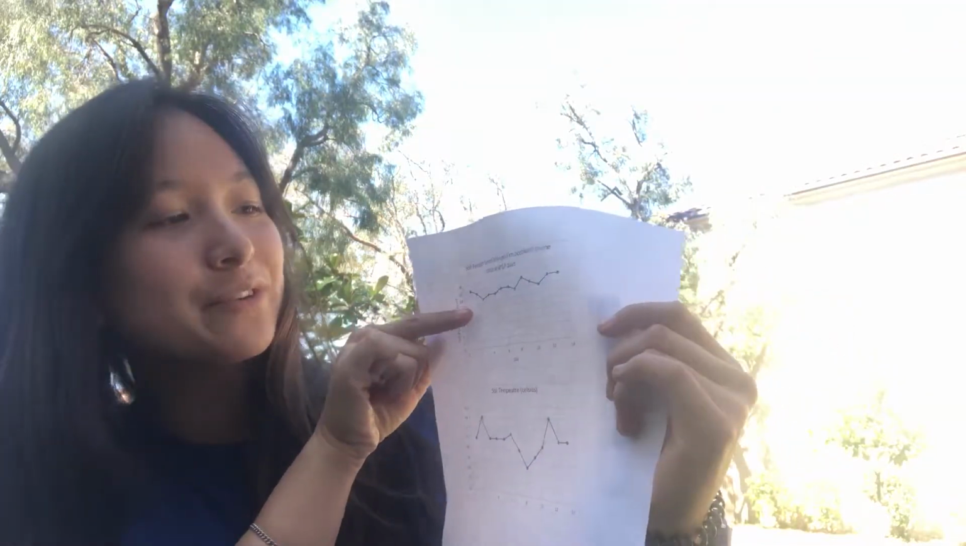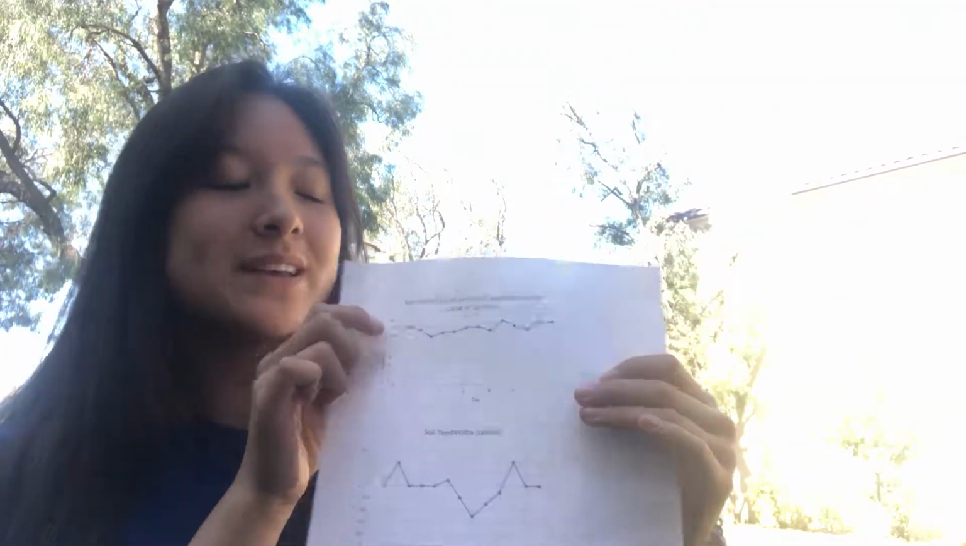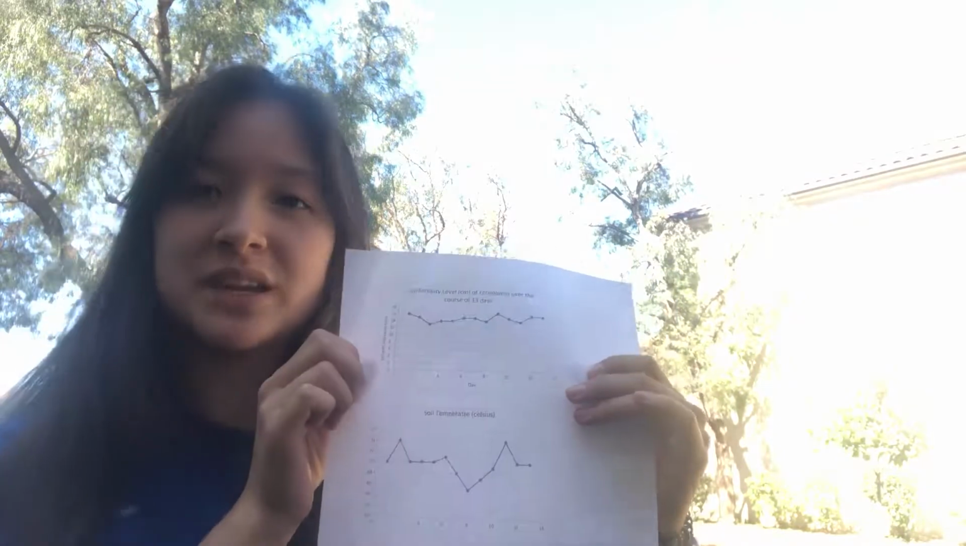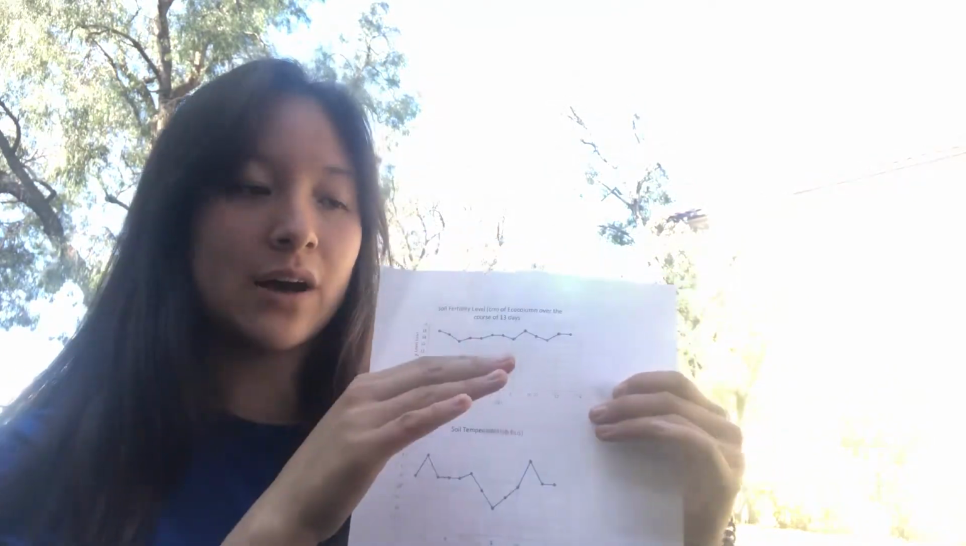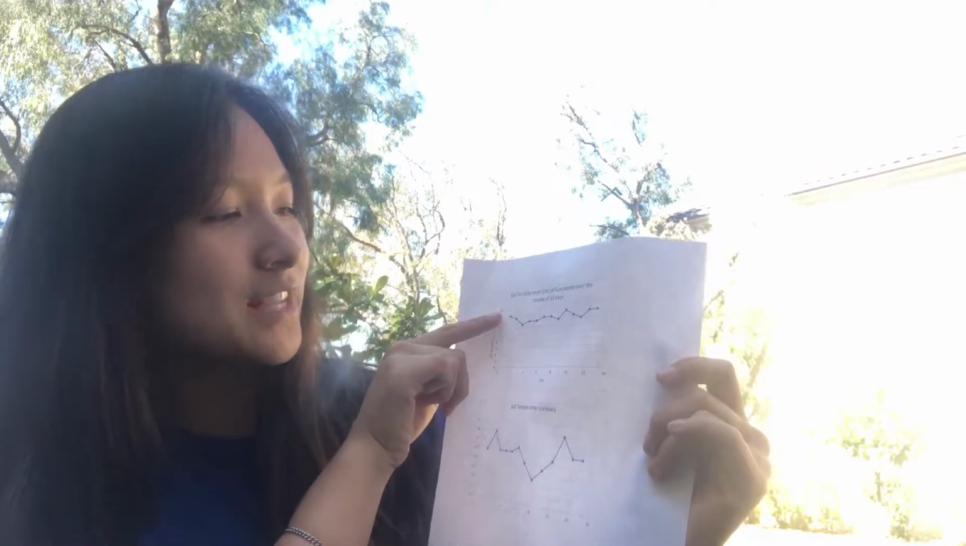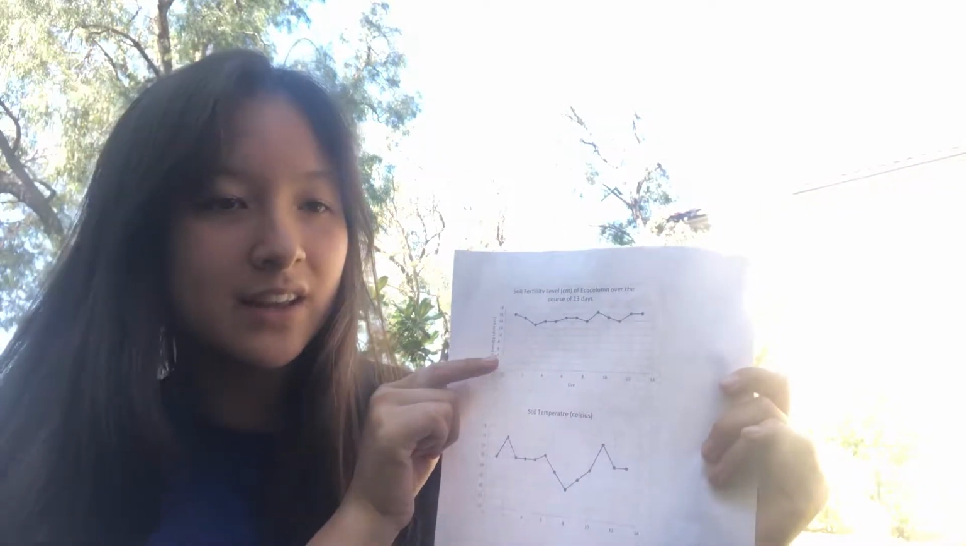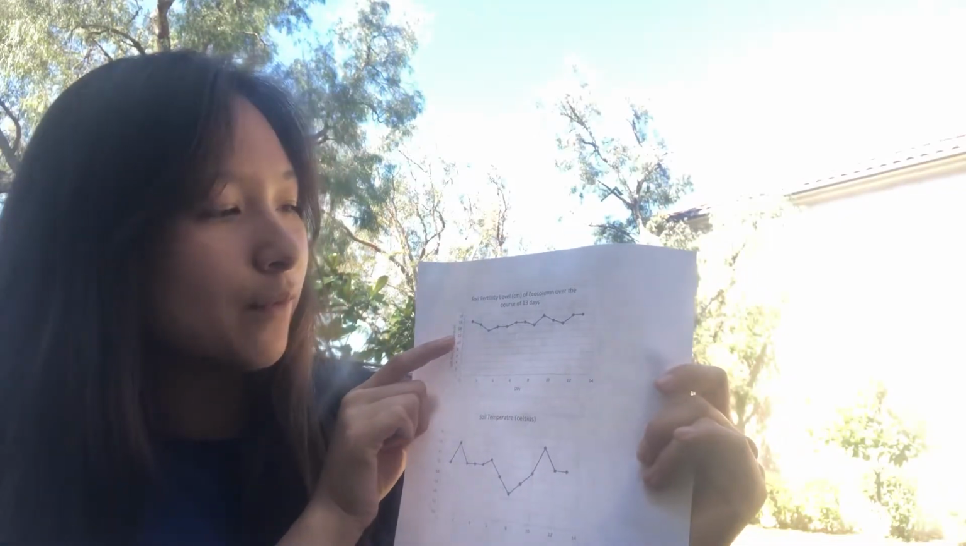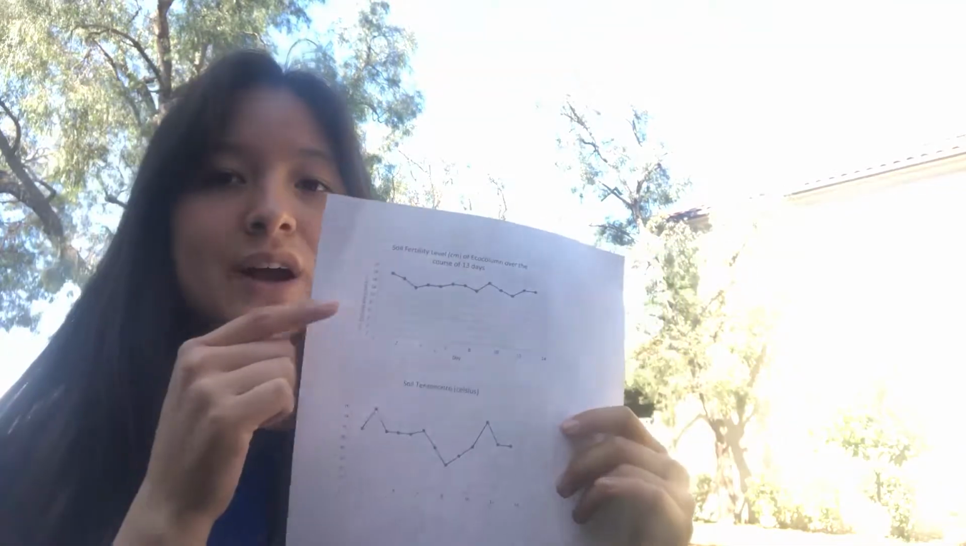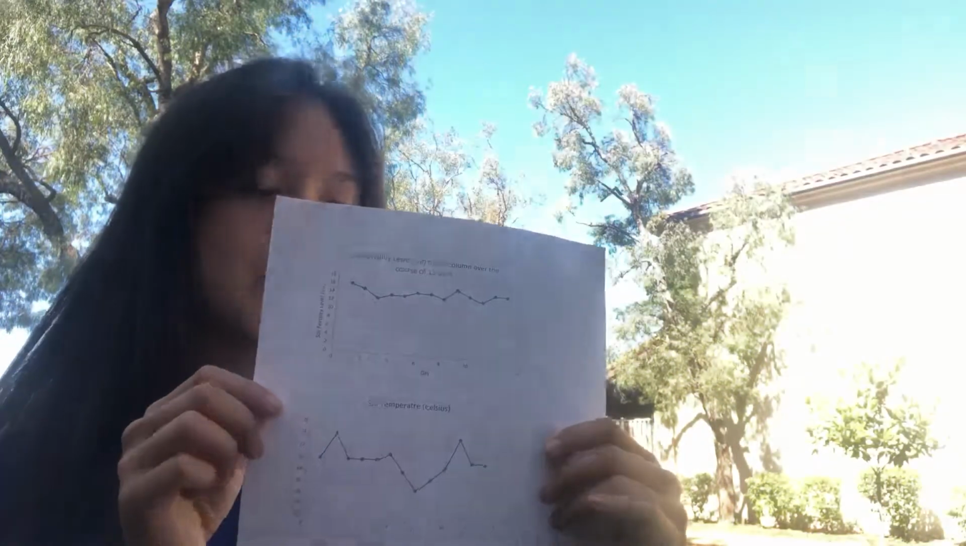Hi, so this is the graph for soil fertility level in centimeters. Basically the soil fertility level stayed pretty constant throughout the 13-day variation. The highest it went up to was 17 centimeters and the lowest was 13. So that was a range of about 4 centimeters. Yeah, and throughout the course it actually stayed pretty constant.